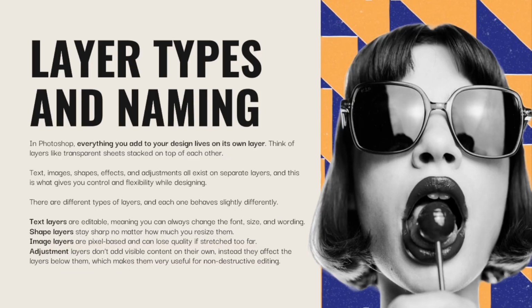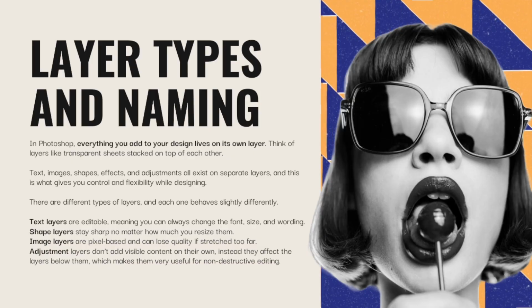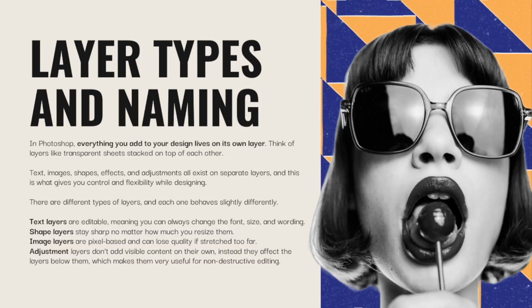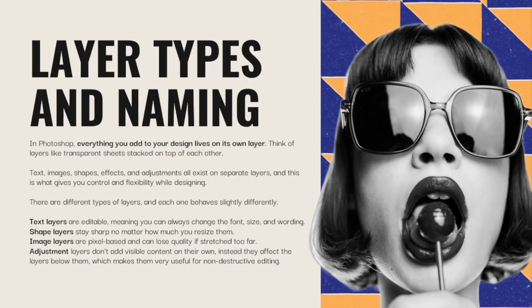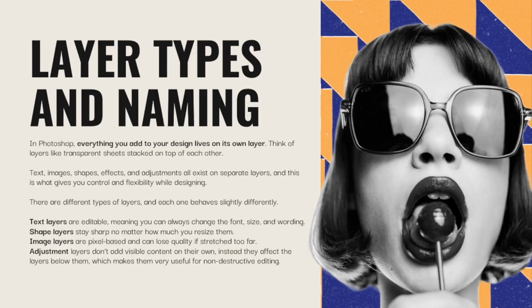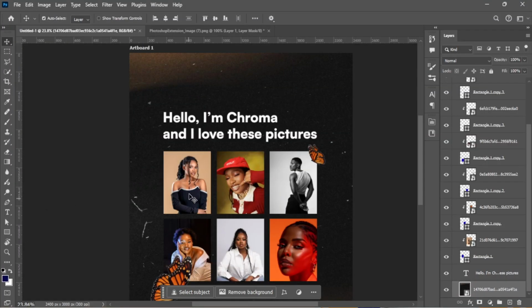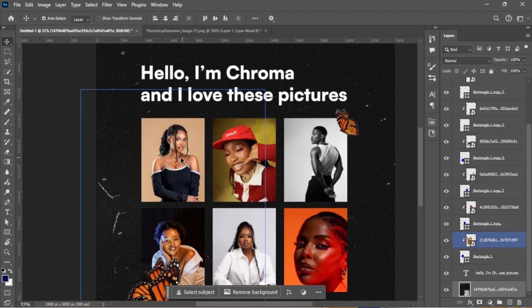That is, when you bring in an adjustment layer, you can't actually see that adjustment layer. You only see the effect that layer has on every layer below it. This makes adjustment layers very useful for non-destructive editing. Now let's go back to Photoshop and use some adjustment layers.